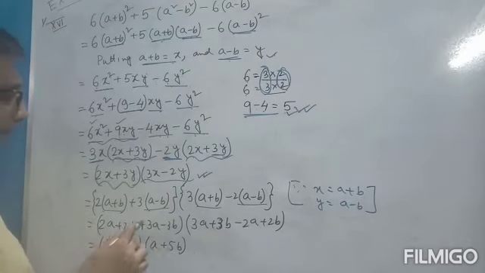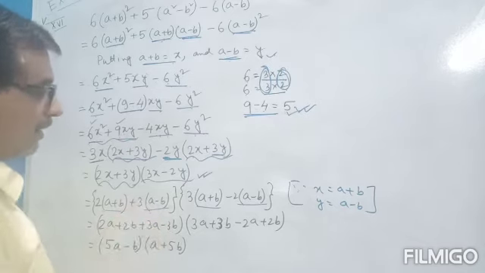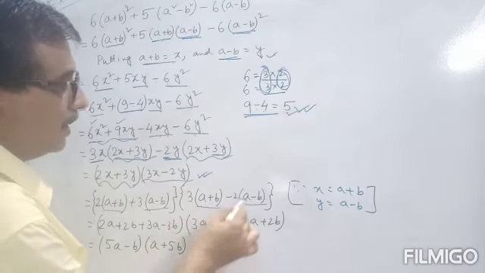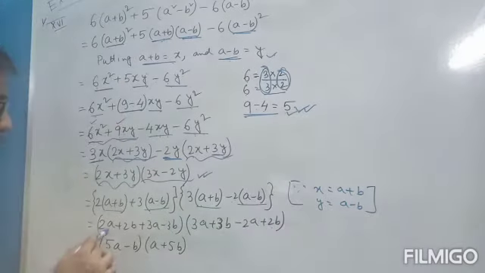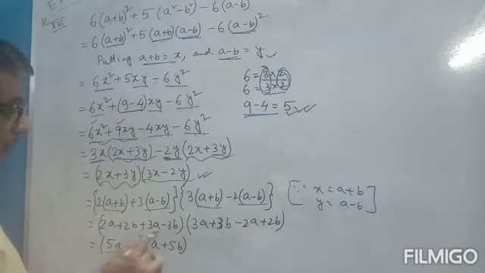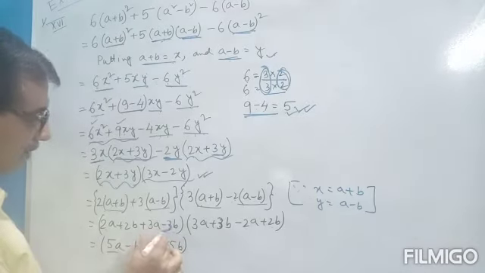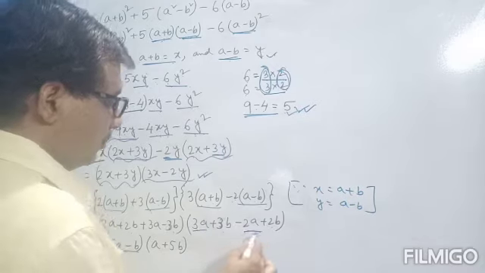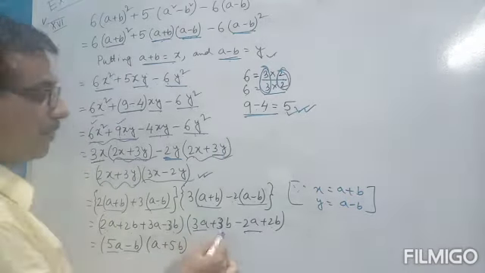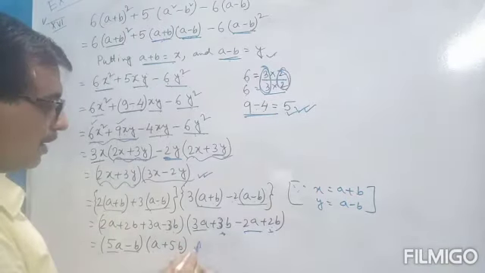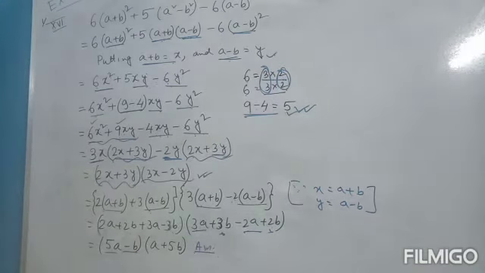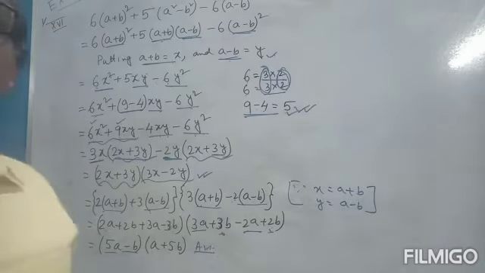Now 2 into a plus b is 2a plus 2b, and this is 3a minus 3b. Again this is 3a plus 3b, and this is minus 2a, minus minus plus 2b. So 2a plus 3a is 5a, 2b minus 3b is minus b, and then 3a minus 2a gives a, plus 3b plus 2b is 5b. This is the answer of the problem. It's clear? So this is in terms of a and b, not in terms of x and y.